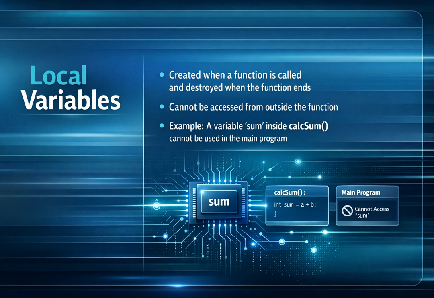Local variables are created fresh each time a function is called and destroyed when the function ends. This means two separate calls to the same function do not share variable memory. Whatever you compute inside a function stays inside unless you explicitly return it.